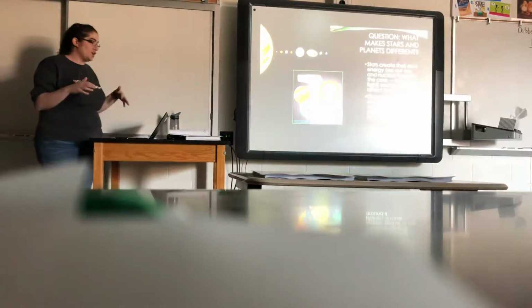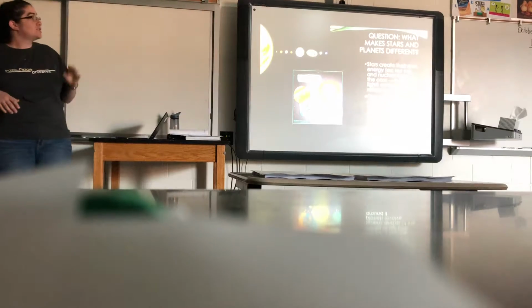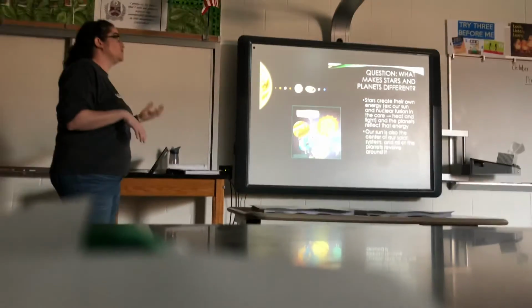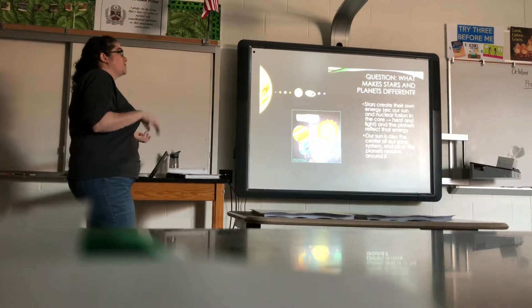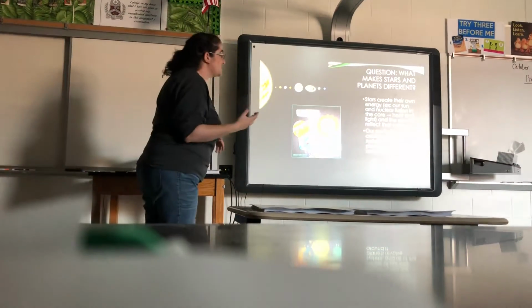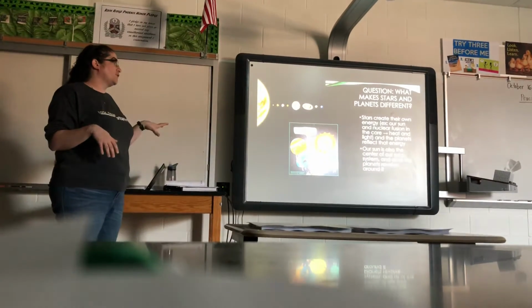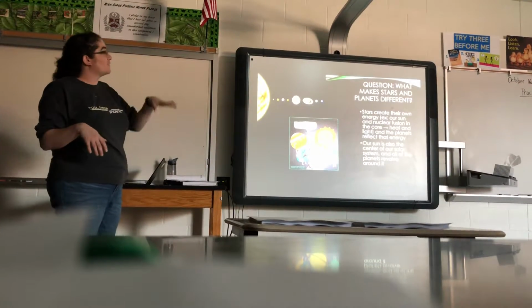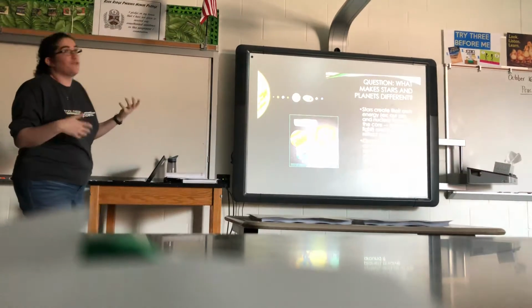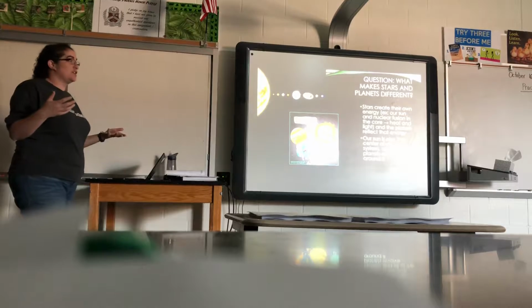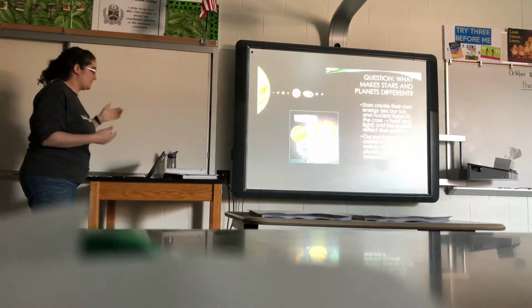So what makes stars and planets different? Stars are going to create their own energy, like our sun creates energy using nuclear fusion in the core, which comes out as heat and light, but the planets actually reflect that energy. Our sun is the center of our solar system, and all the planets revolve around it. We get our energy from the sun. All the different ways that we have energy here on Earth actually originate at the sun.